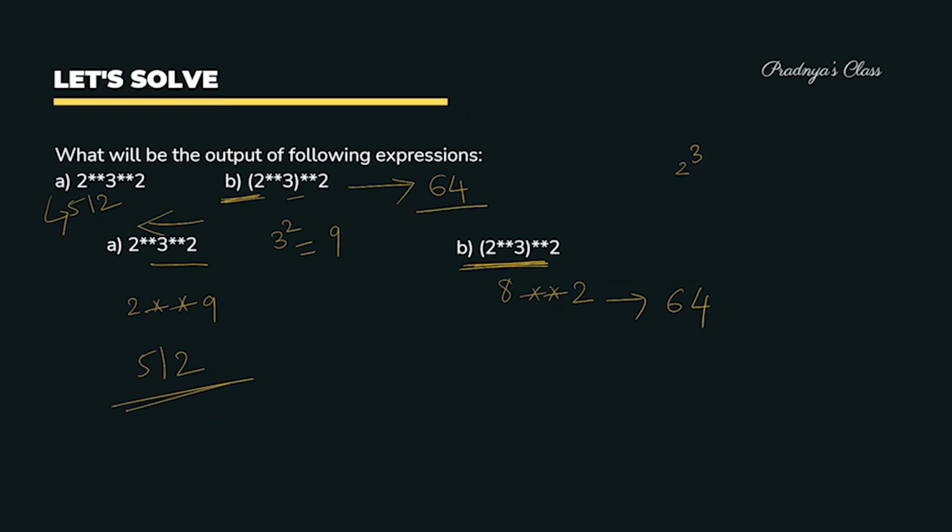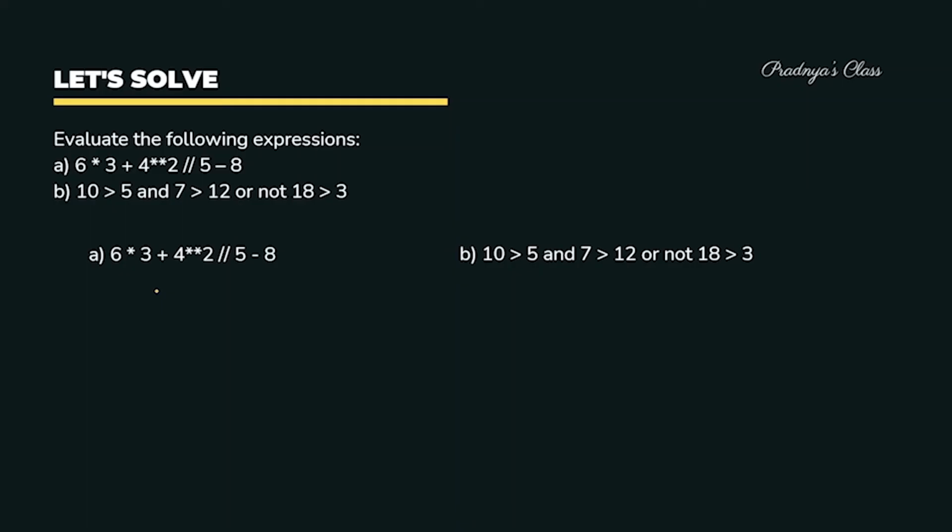होप आपको ये इवेल्यूएशन ऑफ एक्सप्रेशन समझ में आ रहा है और आप भी मेरे साथ इसे प्रैक्टिस कर रहे होंगे. I got some more expressions, so let's try to solve it. Here we have the exponentiation operator. So 4 square is 16. And the remaining terms are 6 into 3 plus 16 modulo division by 5 minus 8. Now in this equation we have two operators of the same precedence, multiplication and floor division.